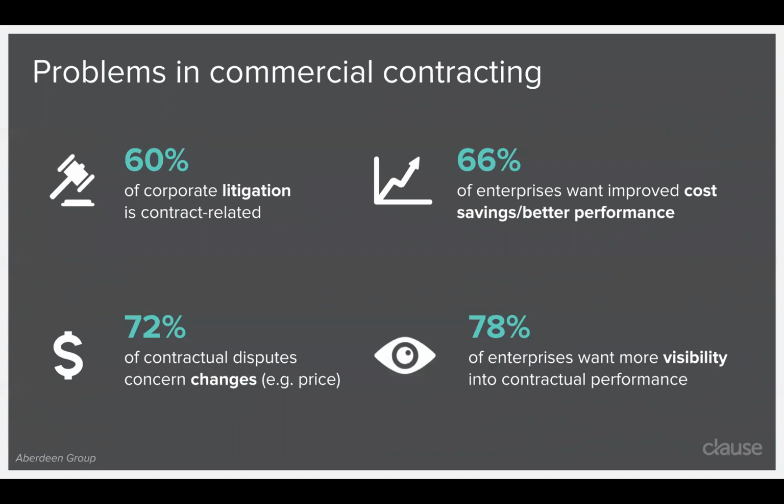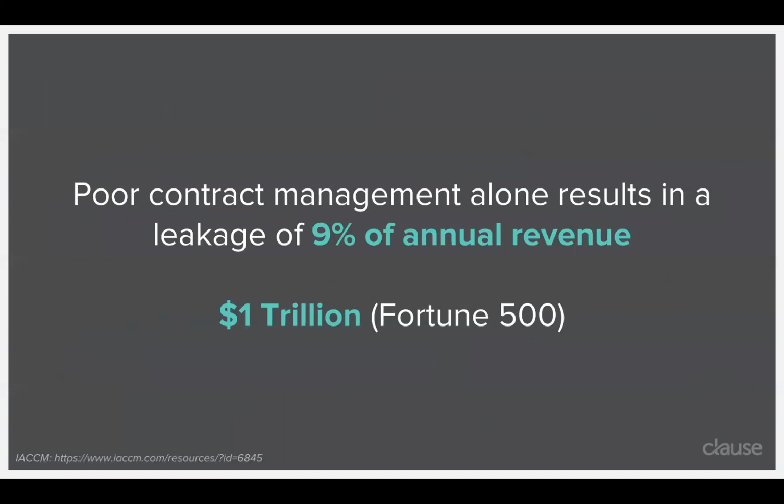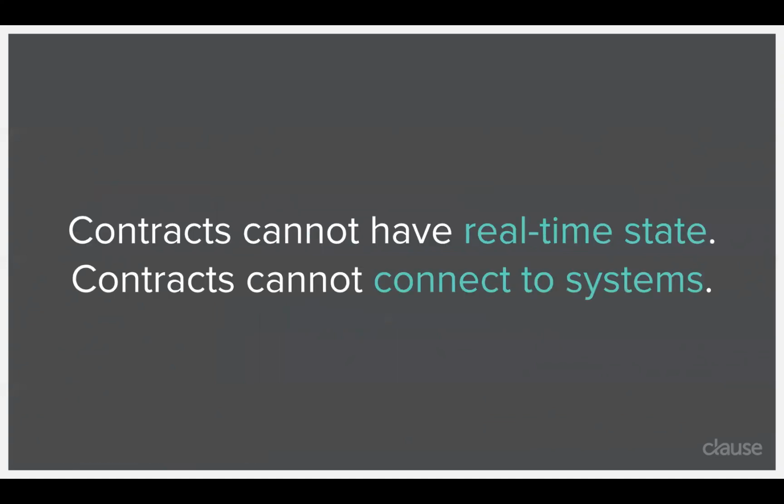monitor those contracts. So if we extrapolate this over the Fortune 500, for example, that's about a $1 trillion problem. 9% of all annual revenue is lost as a result of this very intensive manual process. The reason for that is contracts don't have real-time state, and contracts cannot connect to the enterprise systems that firms use to manage their enterprise and their infrastructure.